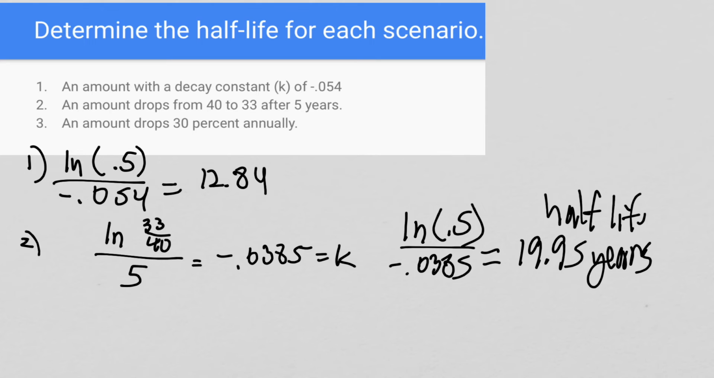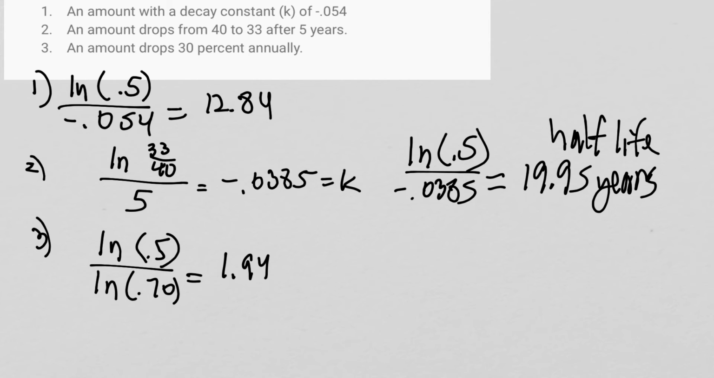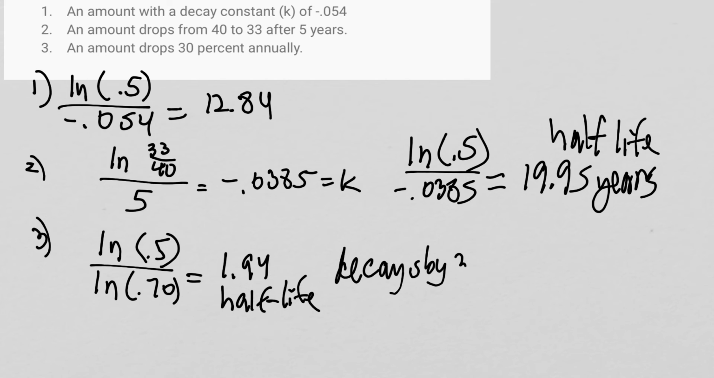All right, for the last one there, for 3, an amount drops 30% annually. Well, that means that it actually was going down by 70%. So I'm doing natural log of 0.5 over the natural log of 0.70 or 0.7. In the calculator, I get the half-life to be 1.95 years. So it decays by 30%, which means 70% is remaining.